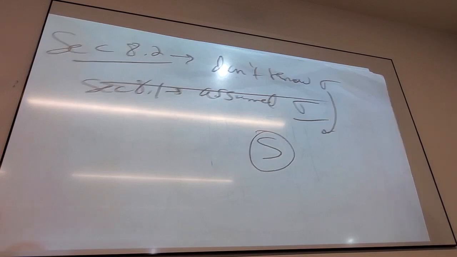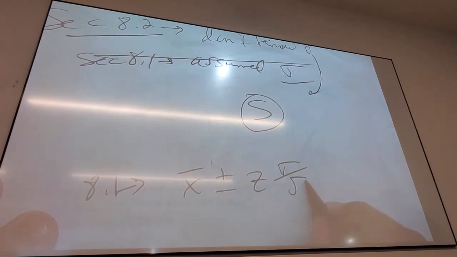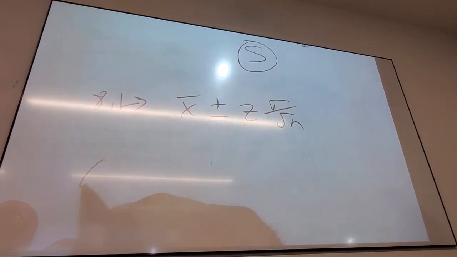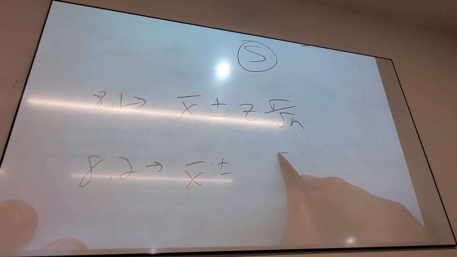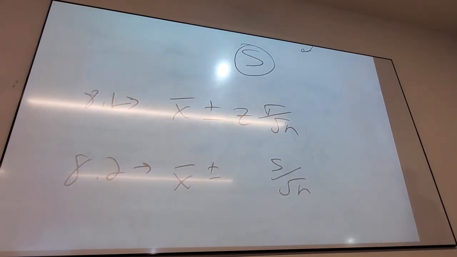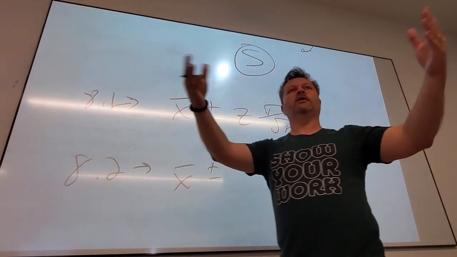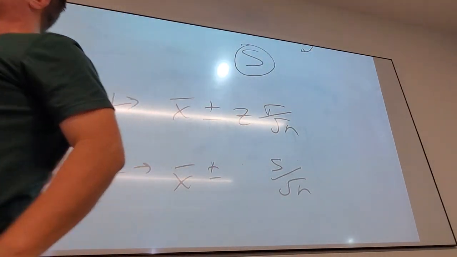So, section 8.1, the formula was x bar give or take z sigma over square root of n. Now let me ask you this. 8.2, it is very obviously going to put an S here instead of a sigma because we don't know sigma. Are you guys with me? That part you guys could have teased out for yourself. I don't know sigma, I'm going to use S, so I'm going to put S in place of sigma.